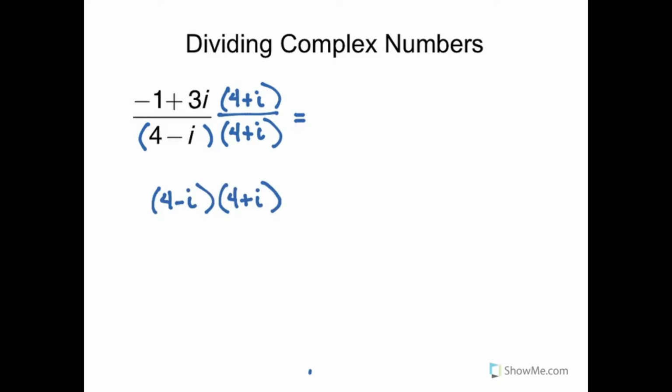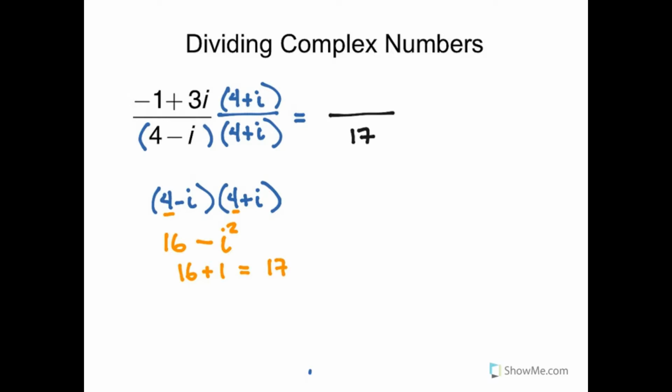Because 4 minus i and 4 plus i are conjugates, their middle terms are going to cancel out. So I'm going to have 4 times 4, 16, minus i times plus i, minus i squared. And that's 16 minus negative 1, or 16 plus 1, gives me 17.